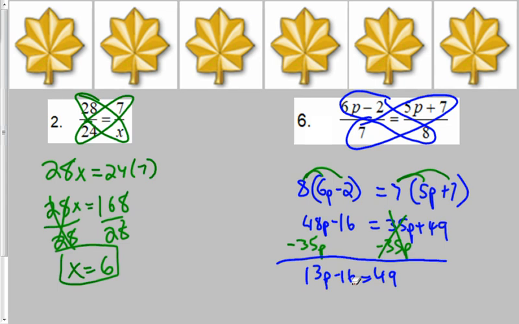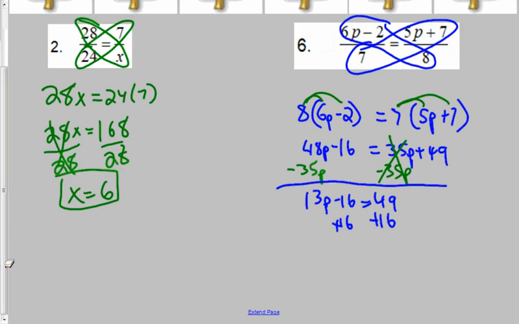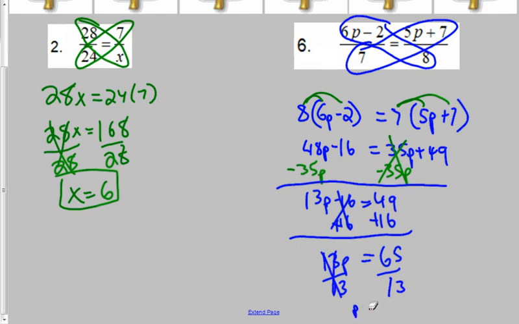And now we have two steps, and the variables are on one side, so I'm going to work on that side, and I'm going to add 16 here. Probably should have used green there to show the inverse. But I have 65 equals 13p. And last step would be dividing by 13. And you actually get p equals 5 when all this is said and done.